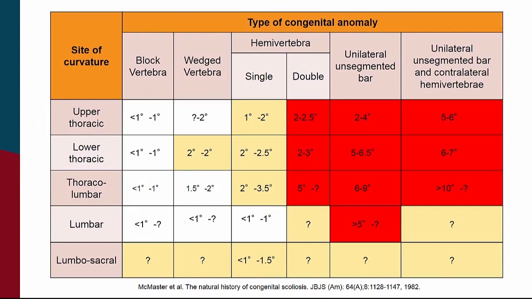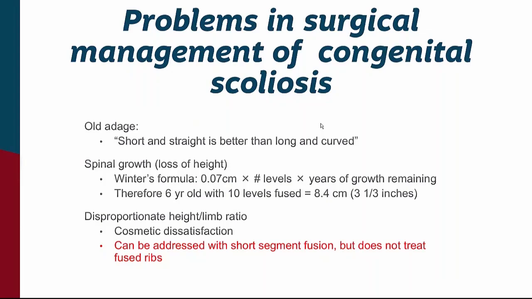Dr. McMaster looked at the progression risk, and different features were associated with different risks of progression, where the highest risk of progression was associated with curves in the thoracolumbar spine that had a hemivertebra on one side and a bar on the other side. In essence, you can think of it as anchored and tethered on one side with 2 growth plates on the contralateral side, allowing for the greatest asymmetry.